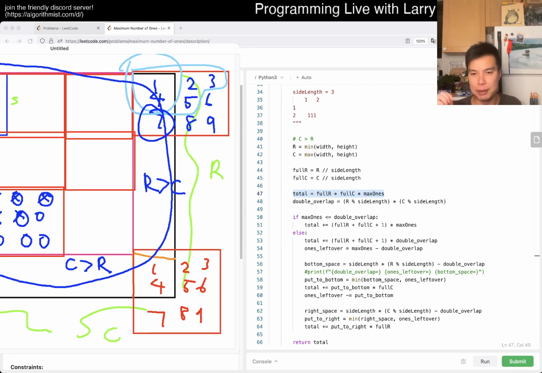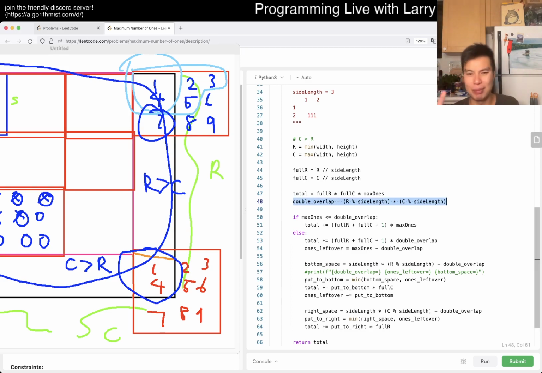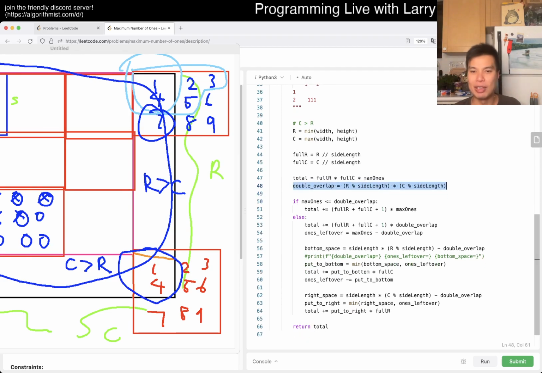Because we assume that for each complete box, we have the number of max ones. Here I count the double overlap, and that's basically just this box here in the part that has overlapping both the sides. I call it double overlap. So if the two cases, you probably don't even need to split them out, but I just wanted to kind of in my head make it similar.